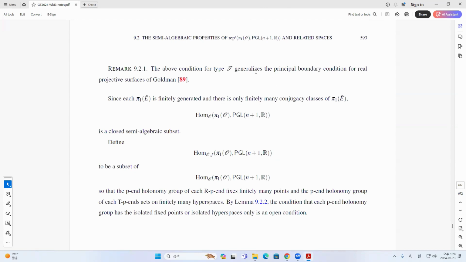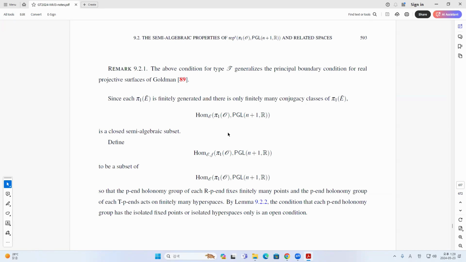Okay, so the above condition T satisfies some principal boundary condition for the real projective surface. So in the surface case, for each principal geodesic boundary, there's again some sort of lens or convex neighborhood there. Okay, so if its parent is finite general and there is only finitely many conjugacy classes of pi 1 of E.